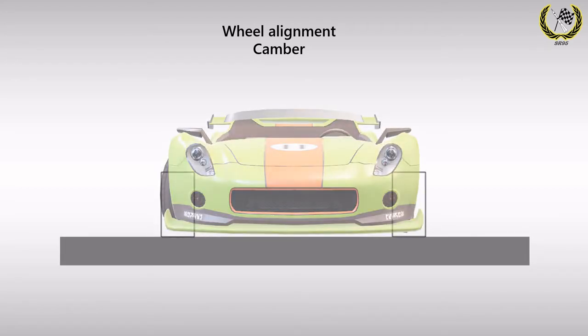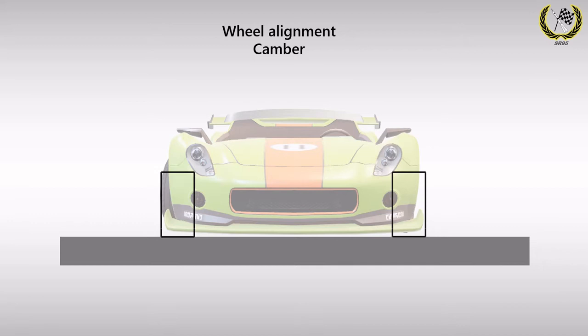Now, let's quickly go through one more concept which is related to chassis roll and suspension, and that is wheel alignment. The first parameter we look at is camber. This is basically the angle made by the rotational plane of the tire with the vertical when viewed from the front. So right now this car has neutral camber.